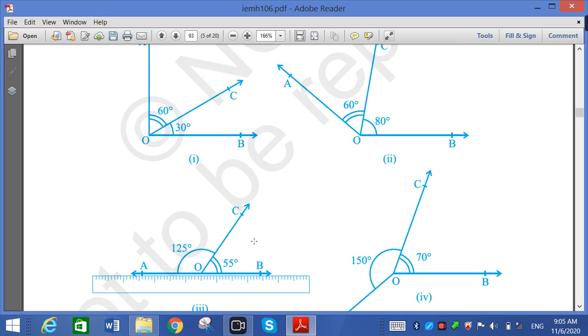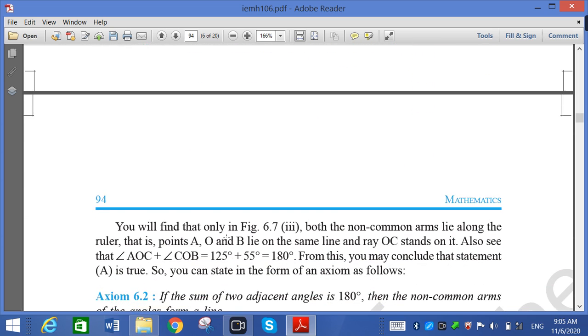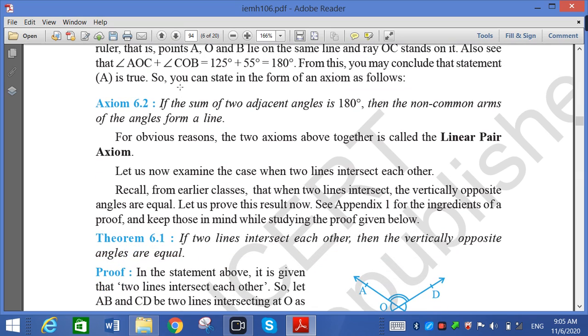So this is the information related to complementary, supplementary and linear pair. Adjacent angle is different. Now if the sum of two adjacent angles is 180, then the non-common arms form a line. It is like this. So here A, O, B and C. Say AOC plus BOC, if it is 180, then the non-common arms form a line.